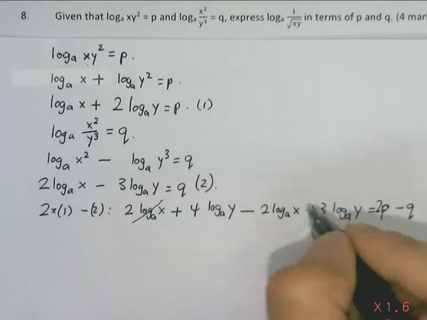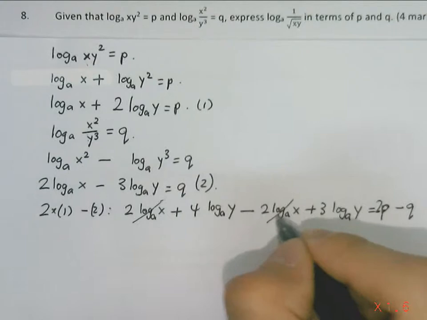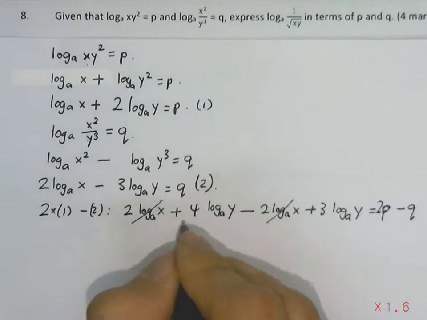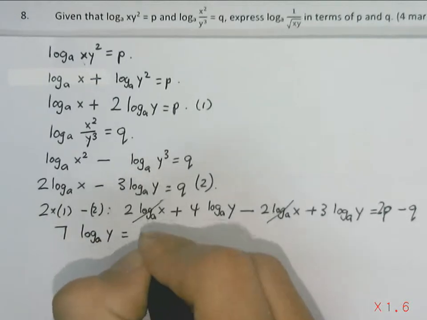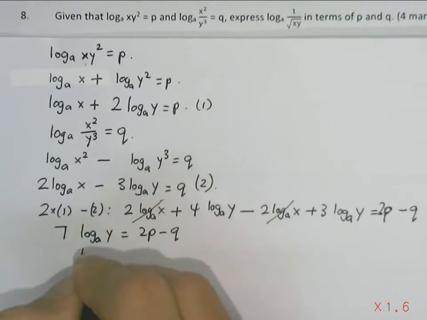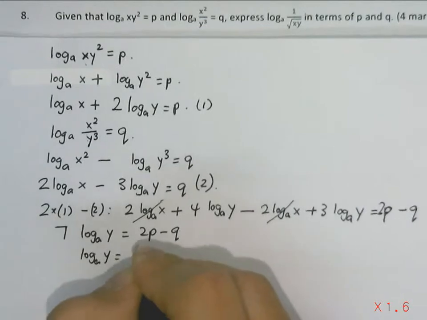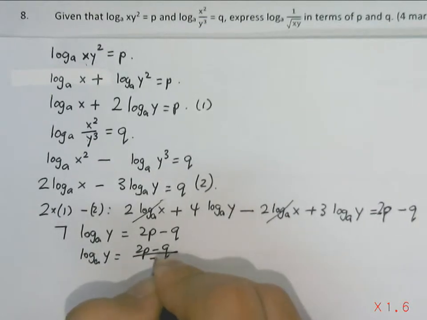Simplifying, there's no more log x term, so 4 plus 3, 7 log y base a equals to 2p minus q. So my log y base a would be 2p minus q over 7.